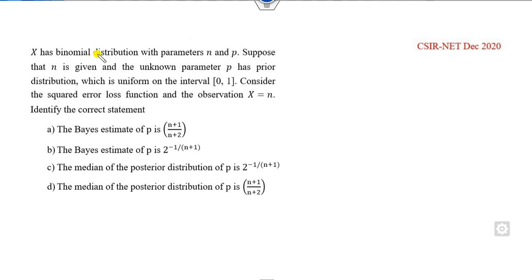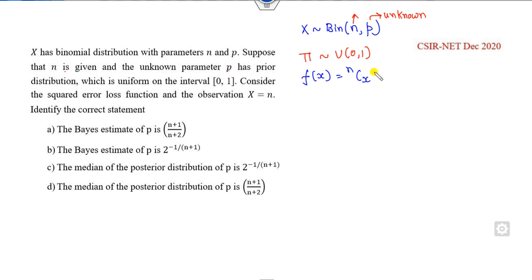Okay, now look at this one. X follows a binomial distribution with n comma p, where n is given to you. So n is known, only p is unknown. If p is unknown, then the prior will always be in the form of p. So p is a uniform distribution over 0 comma 1. Fine, so that's very simple. You can find the function of this: nCx p to the power x, 1 minus p to the power n minus x.